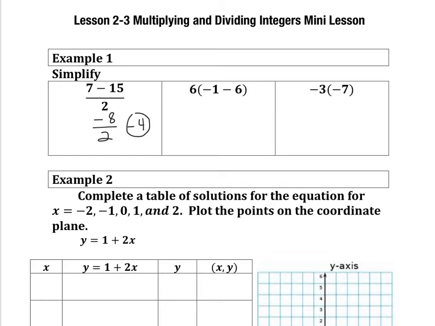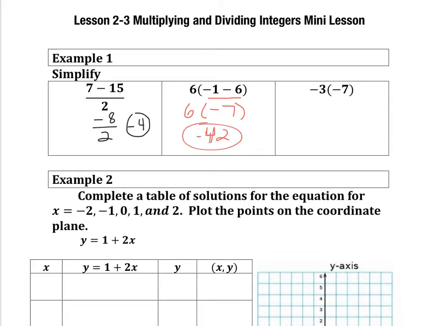So let's look at the next example. I have negative 1 take away another 6. They're the same sign, so we add and keep the sign. So it's going to be negative 7. And then when we have a number right beside a parentheses, it's multiplication. So 6 times a negative 7, it's one negative sign, so it's still going to be negative, negative 42. Sorry, that is a horrible 42.